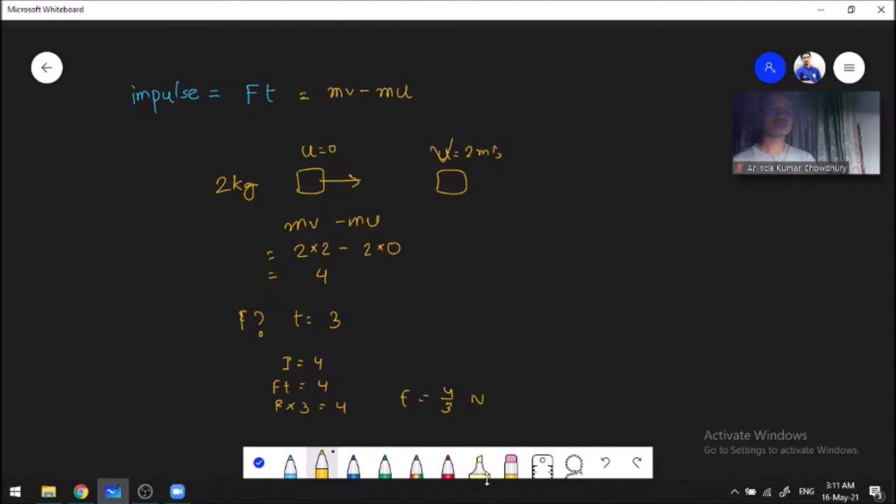So I haven't written the units here because all the units were in their SI units, meter per second, kg, newtons. So I haven't written the units, but you should write your units in your answers, and you should take care of the units particularly. So this was a basic example that I made regarding the change in momentum, impulse formula, and how to find the unknown, either F or T. So we will do examples regarding this formula, so nothing to worry.